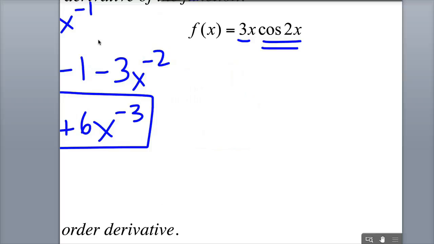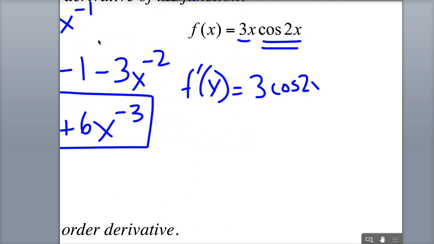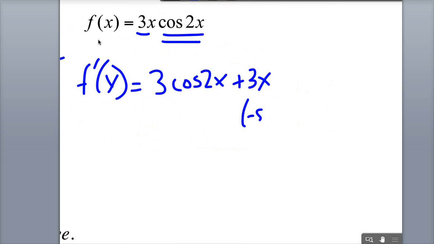So I'm going to do the product rule. The product rule says take the derivative of the first one, which is 3. Leave the second one alone. Plus, leave the first one alone, and then times the derivative of the second one. This is chain rule. So it's going to be the outside function, which is negative sine. Then I'll leave the inside function alone, times the derivative of the inside function, which is 2.